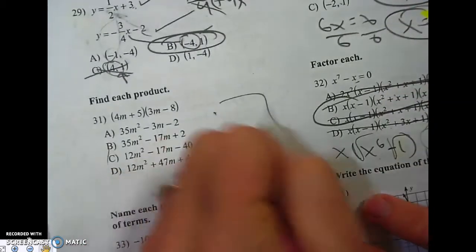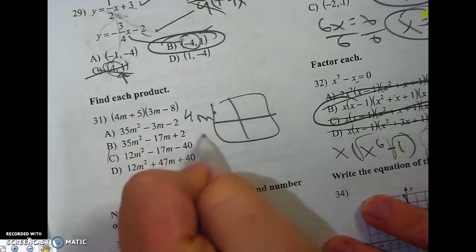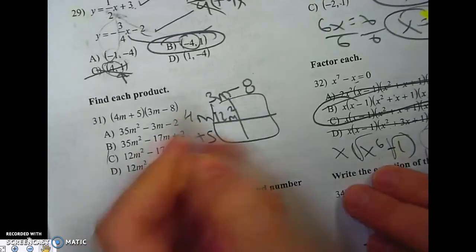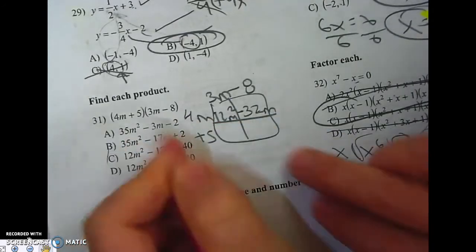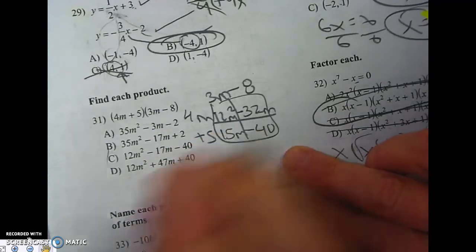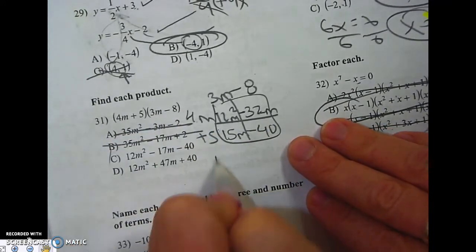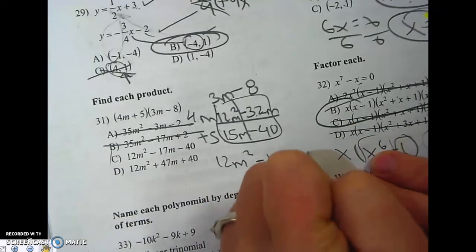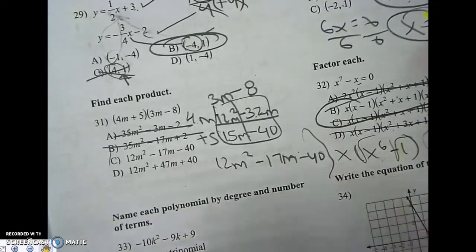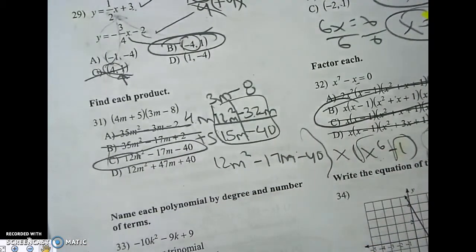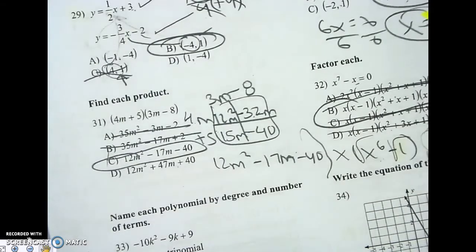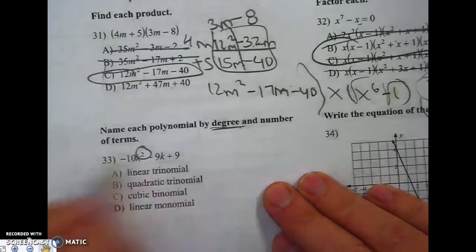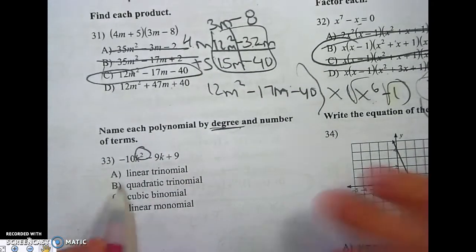Okay, box this out. M minus 8, 12m squared minus 32m, 15m minus 40. So 12m squared, 32 minus 15 is negative 17 minus 40. Now, it was kind of more obvious to me that the answer was C, but I just want to double, triple check. I would hate for that one question to be the one that gave me the B and not the A. Okay, number 33, name it by degree, degree 2, which means it's quadratic.